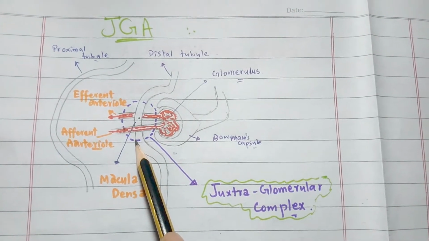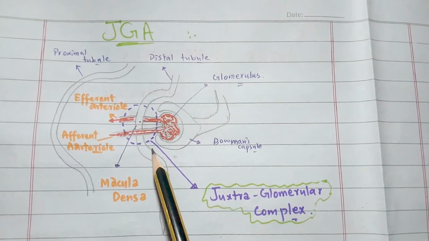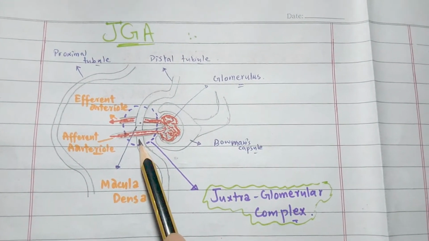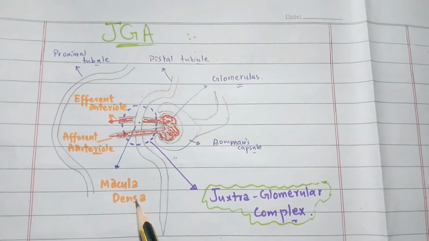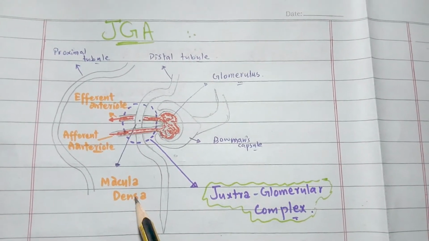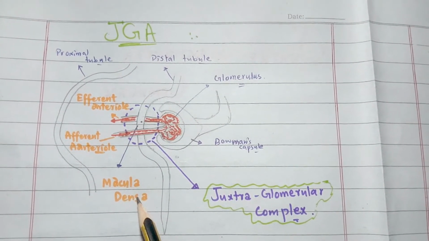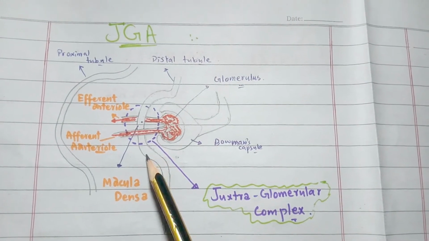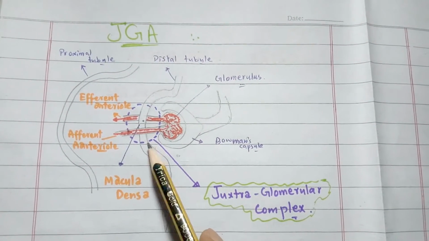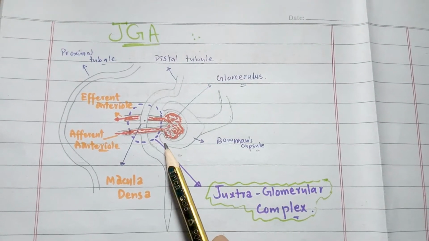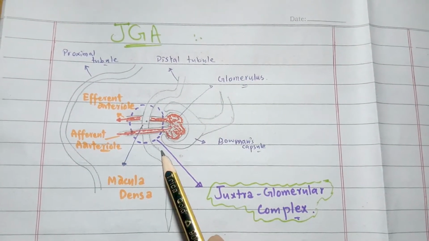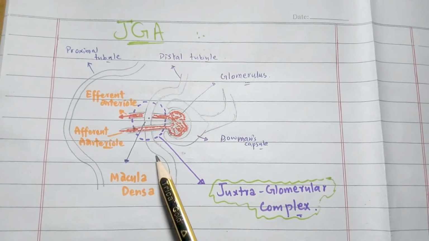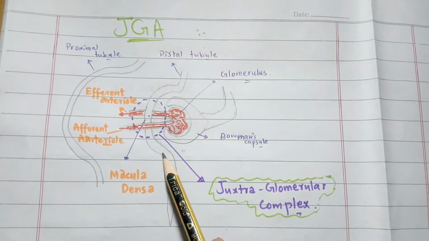The tubular cells of the distal tubule that participate in forming this complex are more dense, so they are called macula densa. Macula densa are the tubular cells of the distal tubule which participate in forming this complex. Because they are more dense, they are responsible for sensing changes in salt level, such as sodium chloride. They secrete some substances into the arterioles.